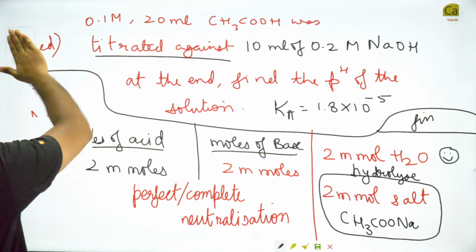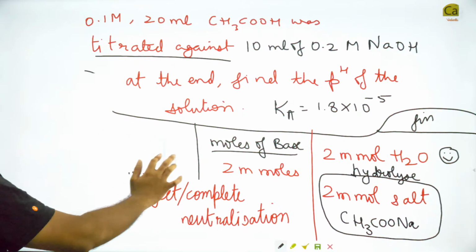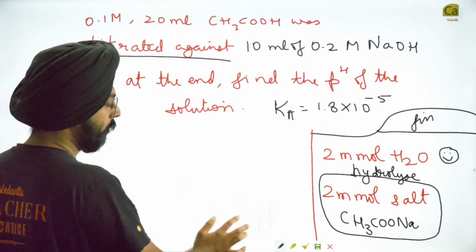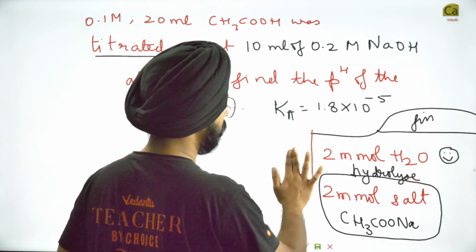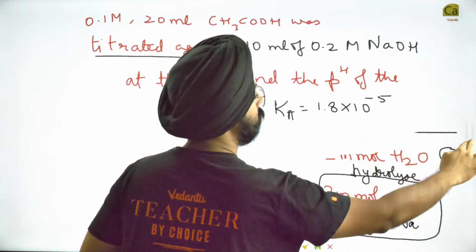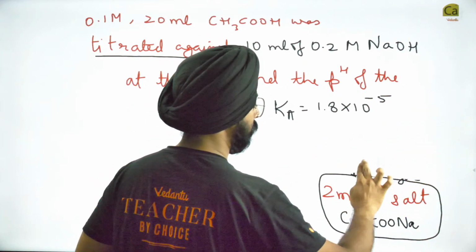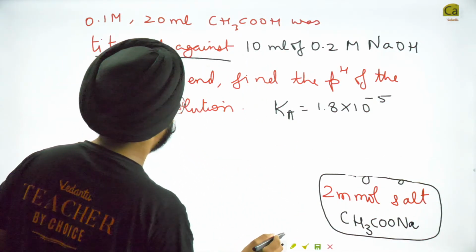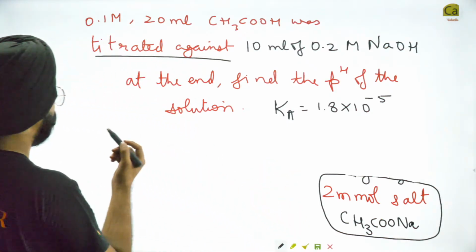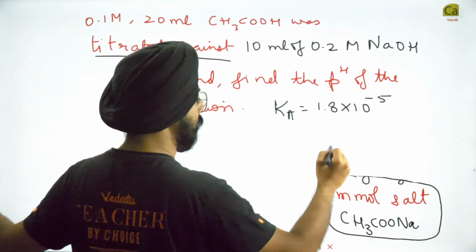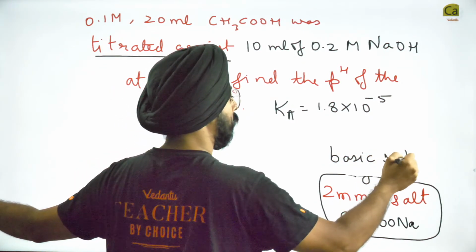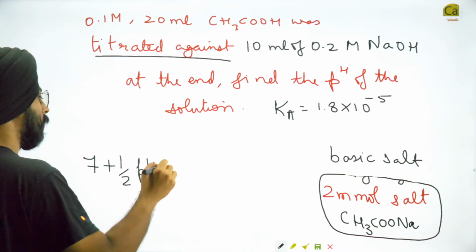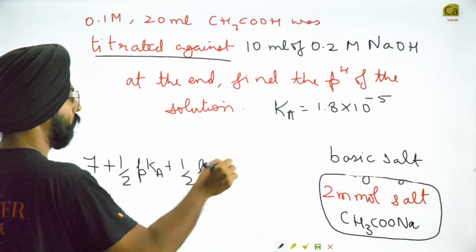Let's remove the unnecessary stuff on this page. Let's try to solve the question, and I'm waiting for you guys to give me the answer. Now you have enough knowledge about the question to actually give me the correct answer. I'm going to erase all the pointless stuff. We just need to deal with this salt. If you remember the formula which we just discussed, this particular salt is a basic salt. So the formula will be 7 plus half pKa plus half log of C.